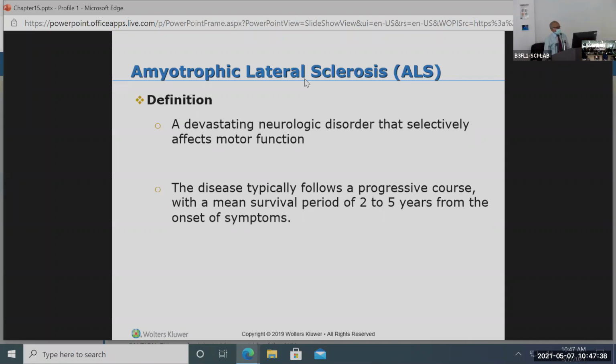Patients die of respiratory failure because of the diaphragm. Is the diaphragm a smooth muscle or skeletal muscle? Skeletal muscle. So the diaphragm is a skeletal muscle. We do need motor nerve, motor neuron. And this Lou Gehrig disease, or ALS, affects my motor neuron. The cause of death is respiratory failure. The diaphragm becomes paralyzed.